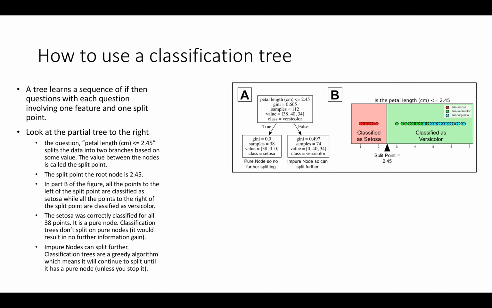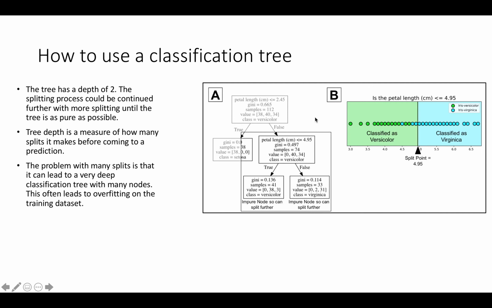The setosa was correctly classified for all 38 points. As you see here, we had 38 setosa and 0 of the versicolor or virginica. Since it's a pure node, it's not further classified, and impure nodes, like the one on the right here, can split further. This is because classification trees are a greedy algorithm, which means it'll continue to split until it has a pure node unless you stop it. So here's an additional split, and this tree so far has a depth of 2. The problem is that with many splits, it can lead to a very deep classification tree with many different nodes. This often leads to something called overfitting on the training set.